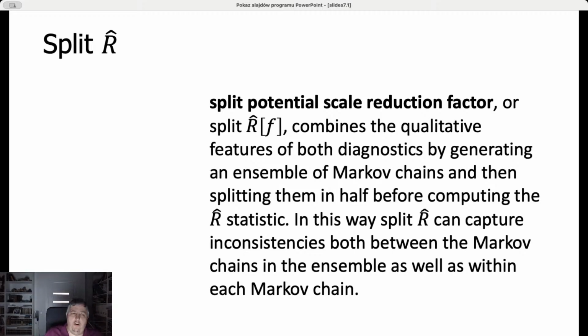So we get our 4 chains after warm-up. Each of those has 4,000 samples. The idea of split R hat is to cut each of those in half. So we will have now 8 shorter Markov chains, and we compute R hat for all of those. And in this case, we get the inconsistency both between the Markov chains and within each Markov chain individually, because any change there will result in the increase in R hat.